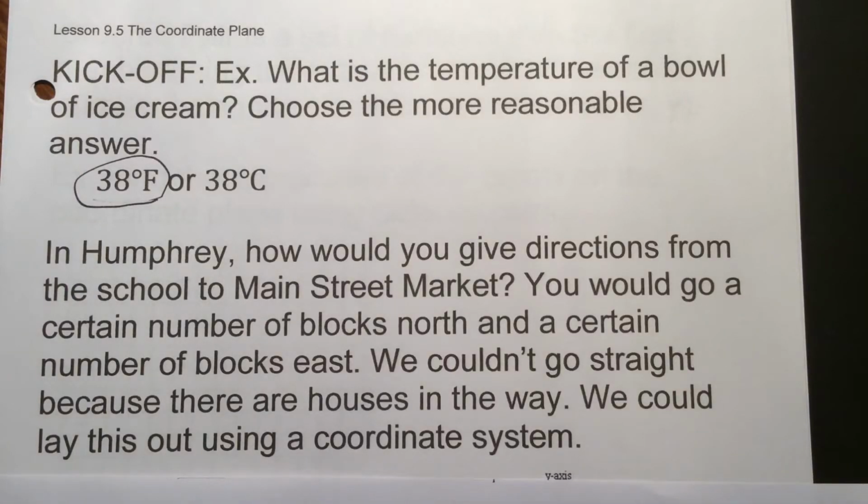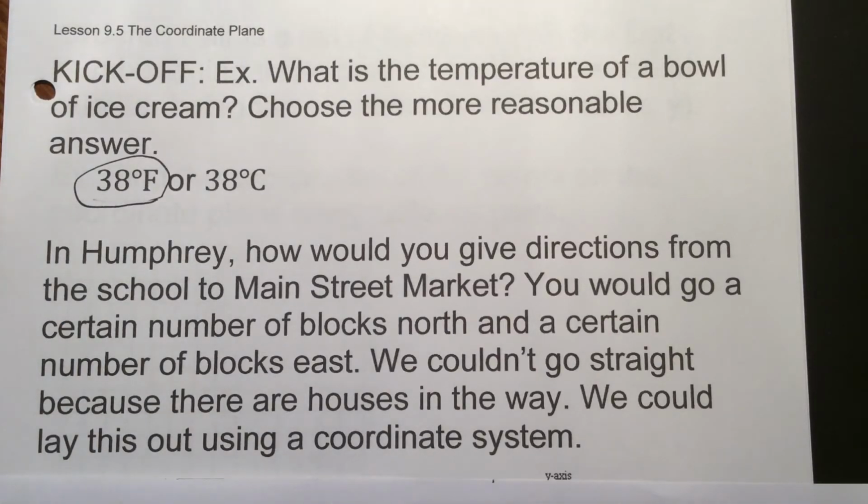But onto the coordinate system. So in Humphrey, let's think about Humphrey here. We're all kind of familiar with Humphrey. So how would you give directions to go to or from the school to Main Street? We can't just say, you walk over there. That ain't going to tell us really where to go. We're going to be like, you know what? You're going to go this many blocks north, and then you're going to turn and go this many blocks east. That's using a coordinate plane. That's kind of how towns are set up.